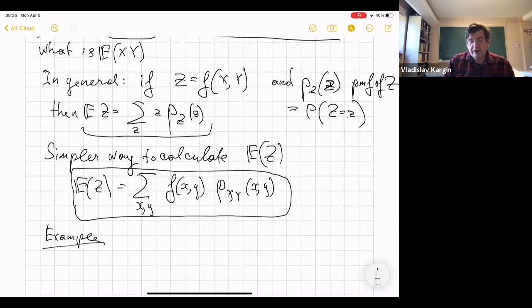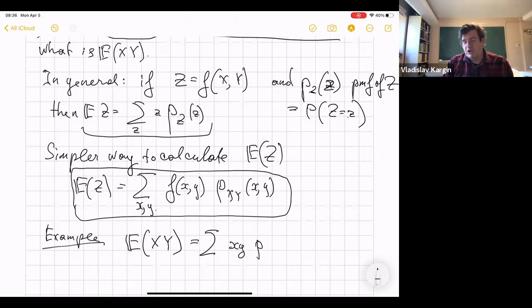So the expectation of XY, the product of these two random variables, is just equal to the sum of x multiplied by y multiplied by the joint probability p(x, y), summed over all x and y. And after that, you are stuck in general. This is just some sum, and you can calculate with a sum, but nothing else.